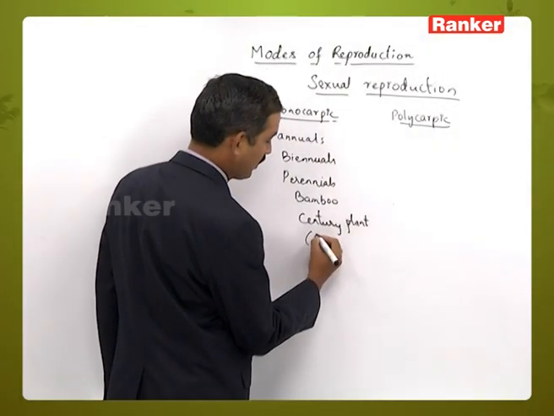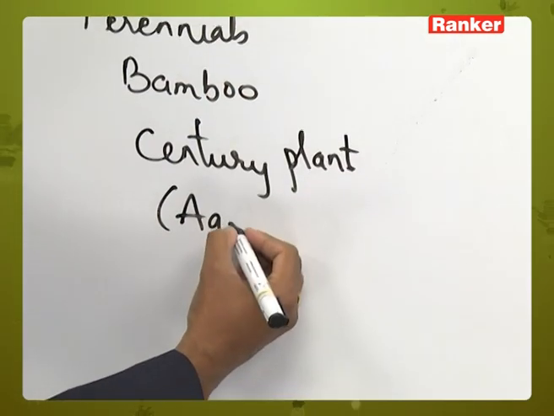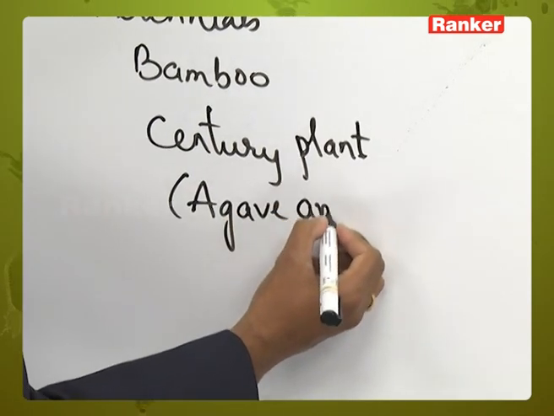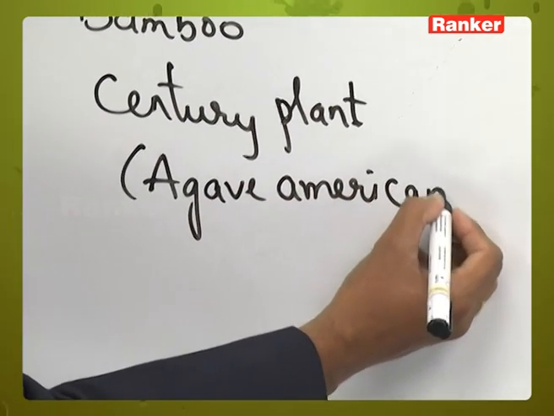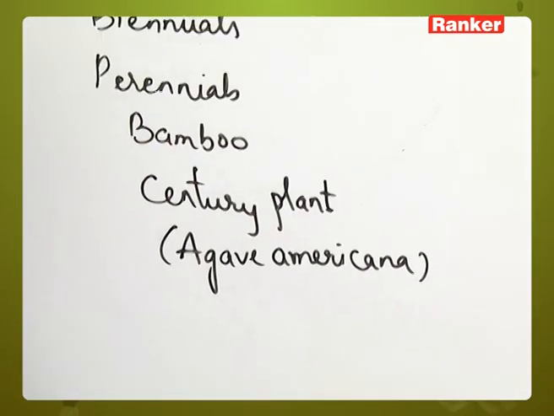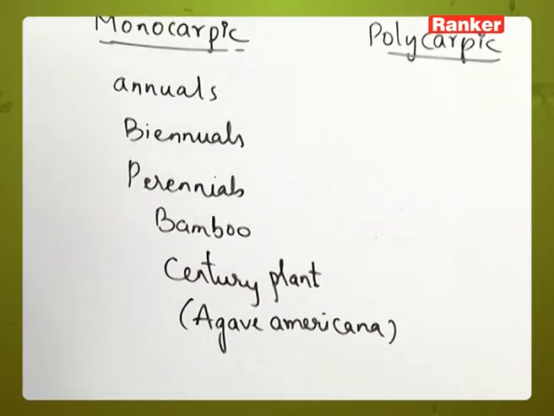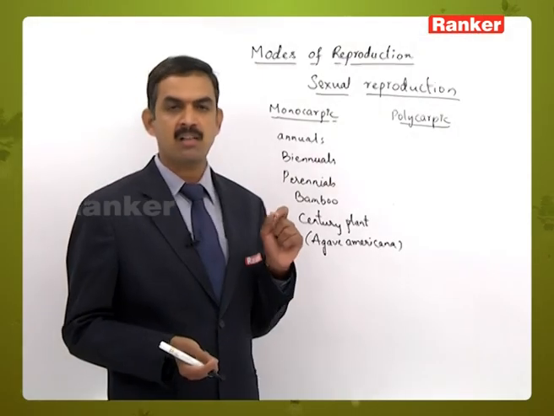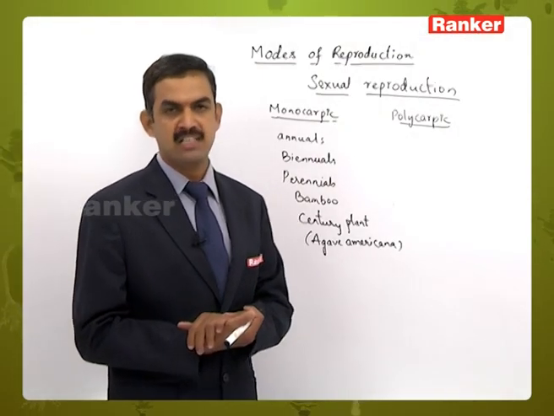Century plant is commonly called by the scientific name Agave americana. These two are perennial plants. Bamboo and the century plants are perennial plants which will survive for many years. But the thing is, they will flower only once in their life cycle.